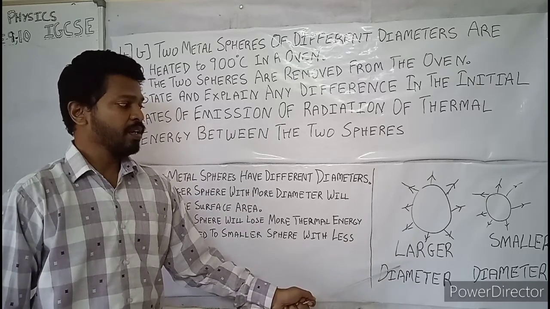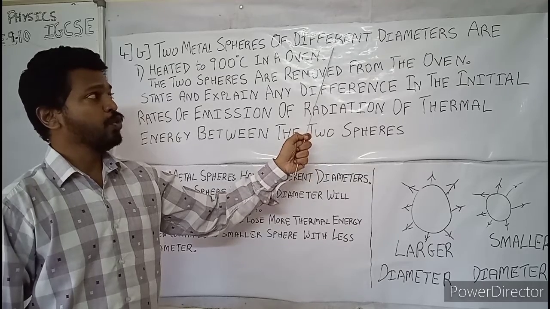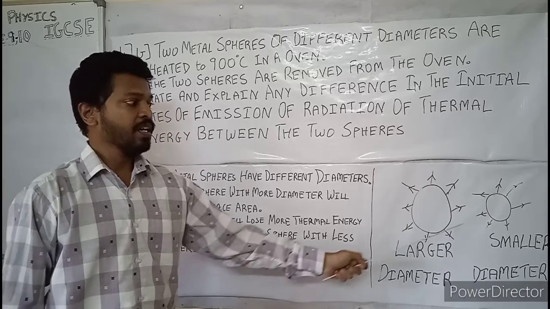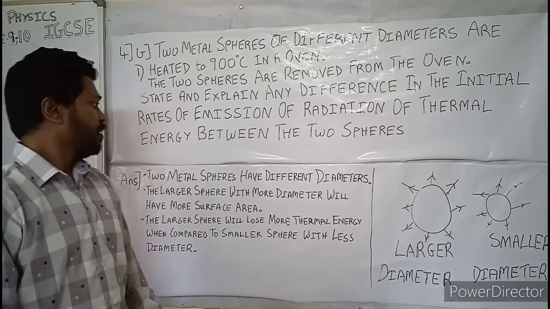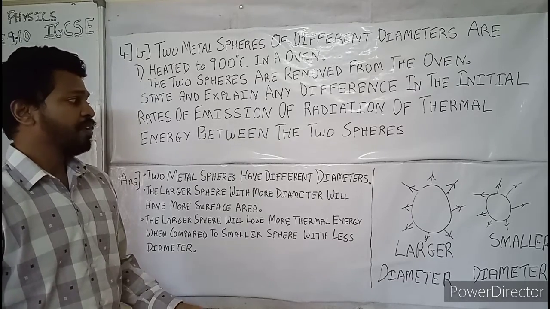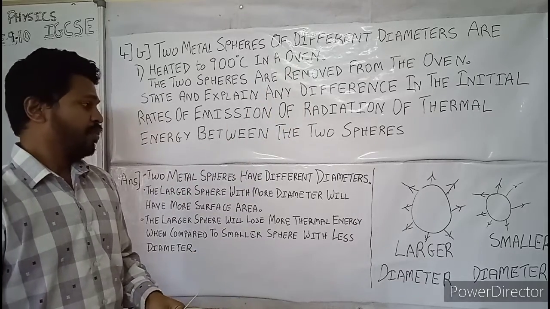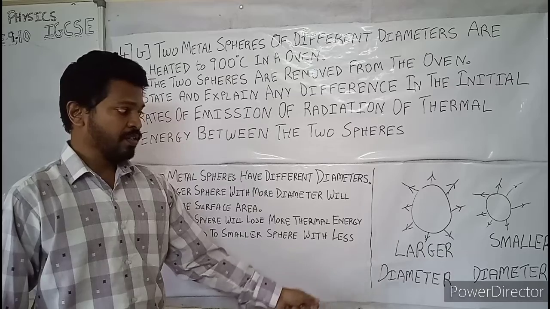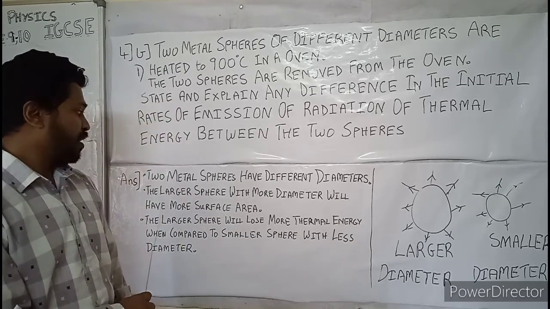This is the largest sphere and this is a smaller sphere, because you need to draw two different diameters. So one I have taken a larger one and second I have taken a smaller diameter sphere. So our answer should be: two metal spheres have different diameters. This we have already taken from the question. Now, if you can see from the picture, larger diameter will have more surface area. So that is what we are coming up to.